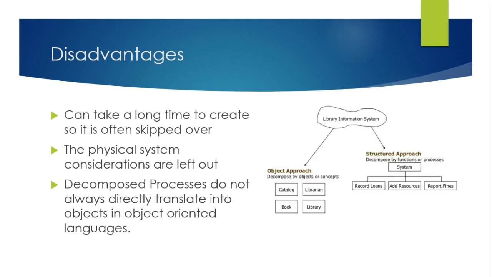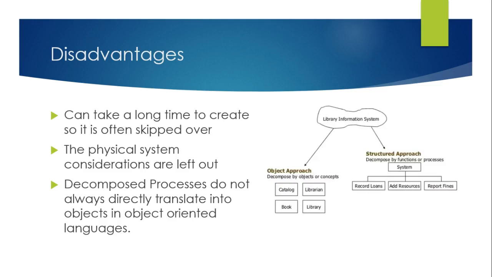The physical systems are left out of a data flow diagram. They're not expected to be considered, but it is worth noting that they are left out. And the final disadvantage is that a data flow diagram organizes the processes in a way that is not necessarily easy to translate into an object-oriented language, into the objects.